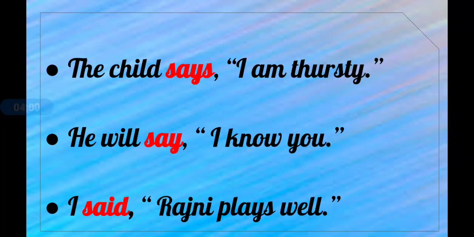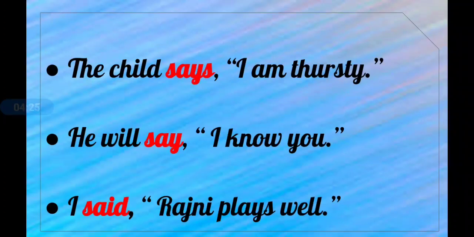I said, "Ranji plays well." Here the reporting verb is said. And what I said? Ranji plays well. These are the exact words of the speaker. So I will not change anything. And I will repeat the exact sentence whatever he or she had told to me. Then it is called as direct speech.